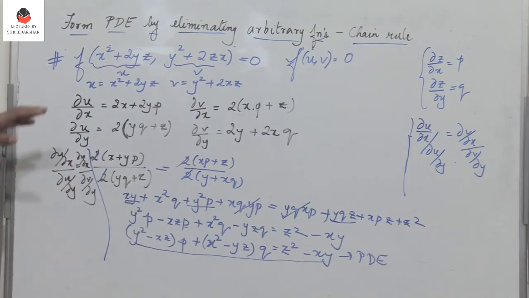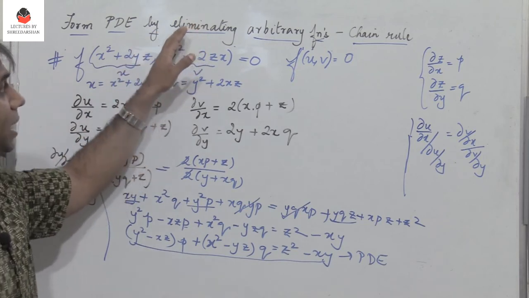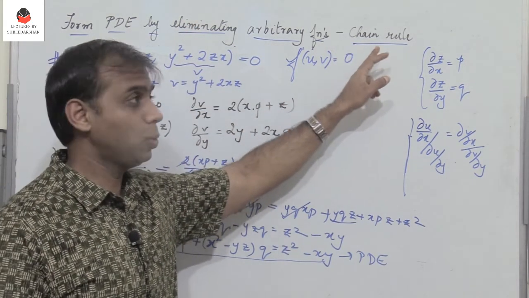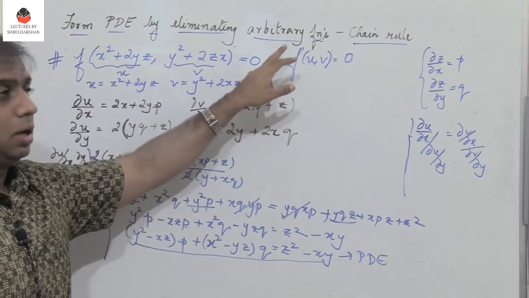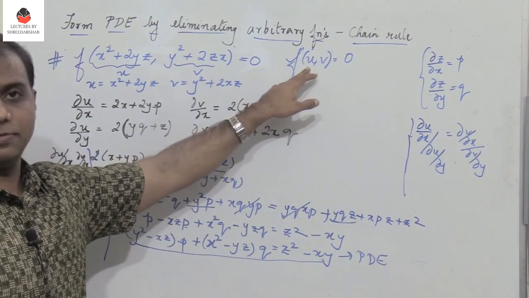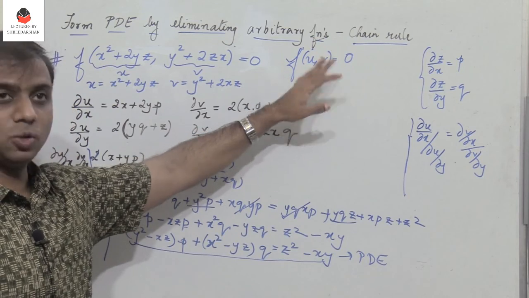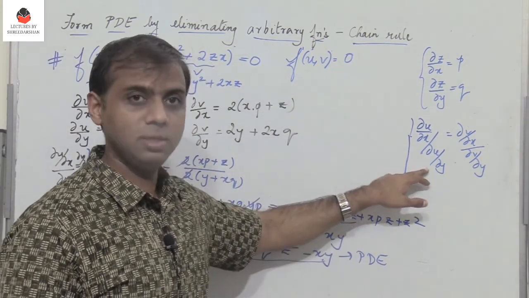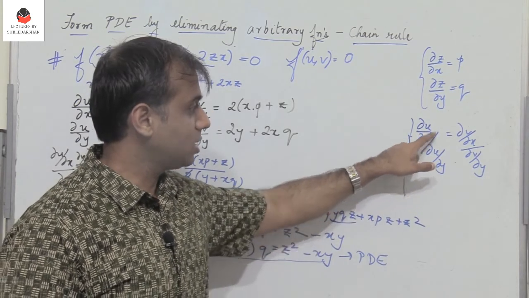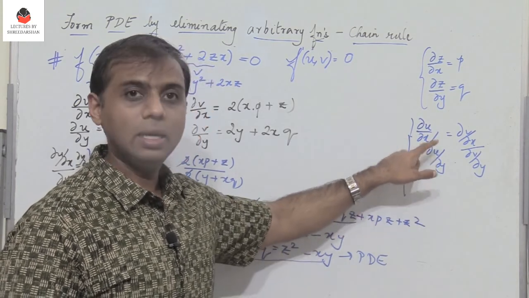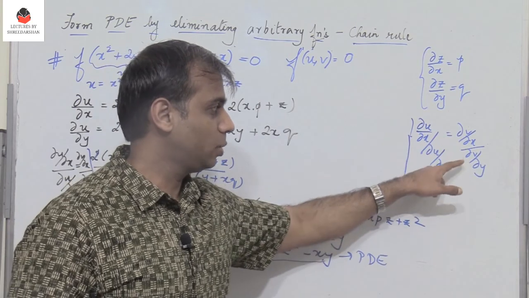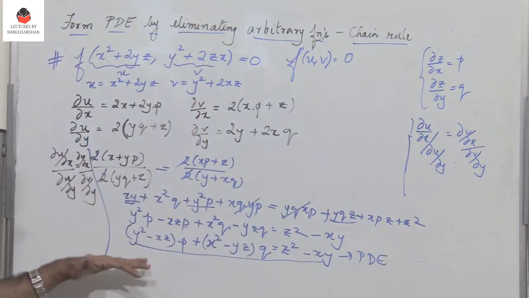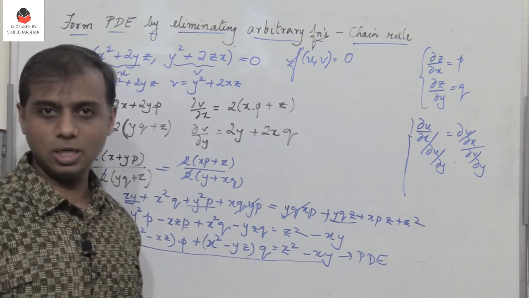So this is how we form the partial differential equations, by eliminating the arbitrary functions, wherein we have to apply the chain rule, where you have the given function f, which is itself dependent on u and v. So we have to apply the chain rule. When we apply the chain rule, we get this result. Using this, del u by del x divided by del u by del y equal to del v by del x divided by del v by del y. Using this, we can obtain the required partial differential equation.